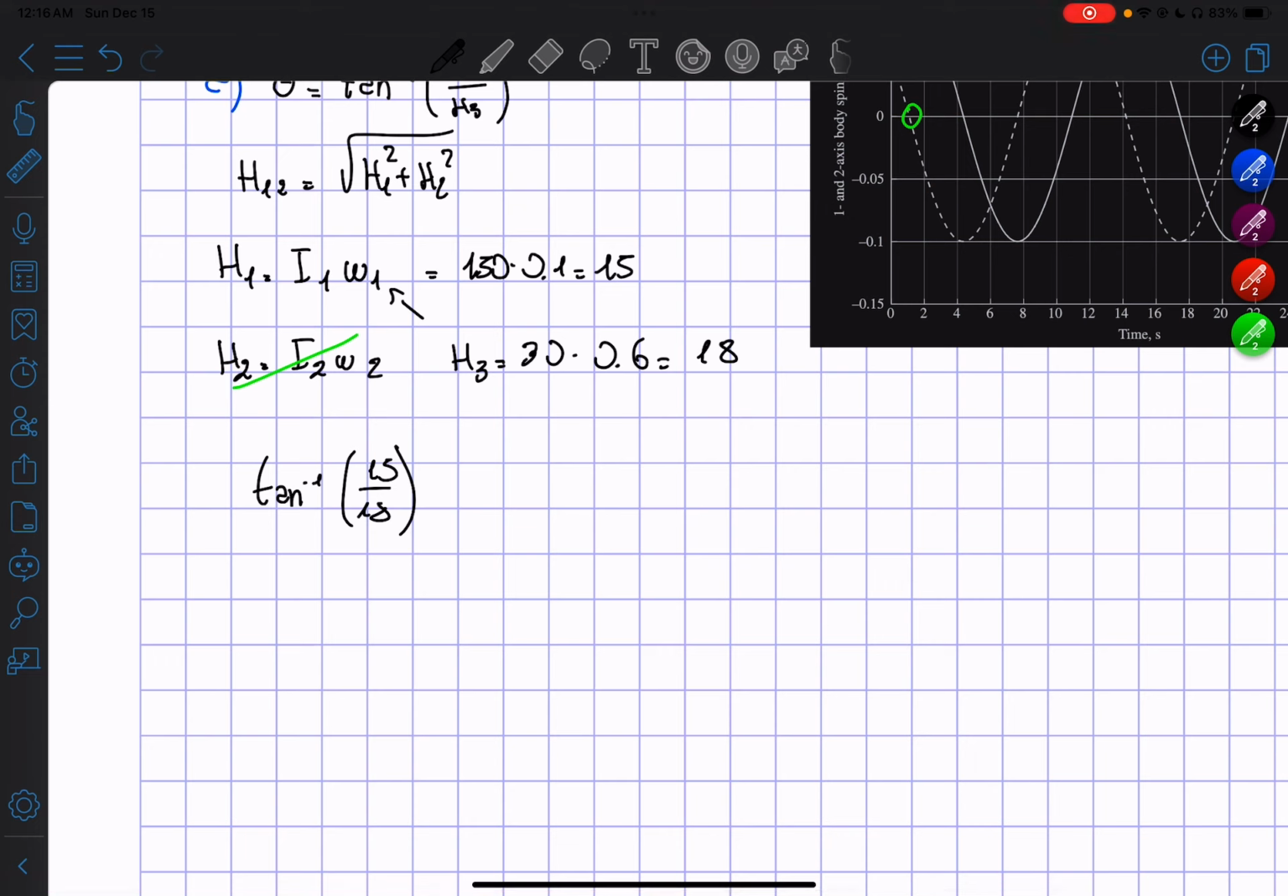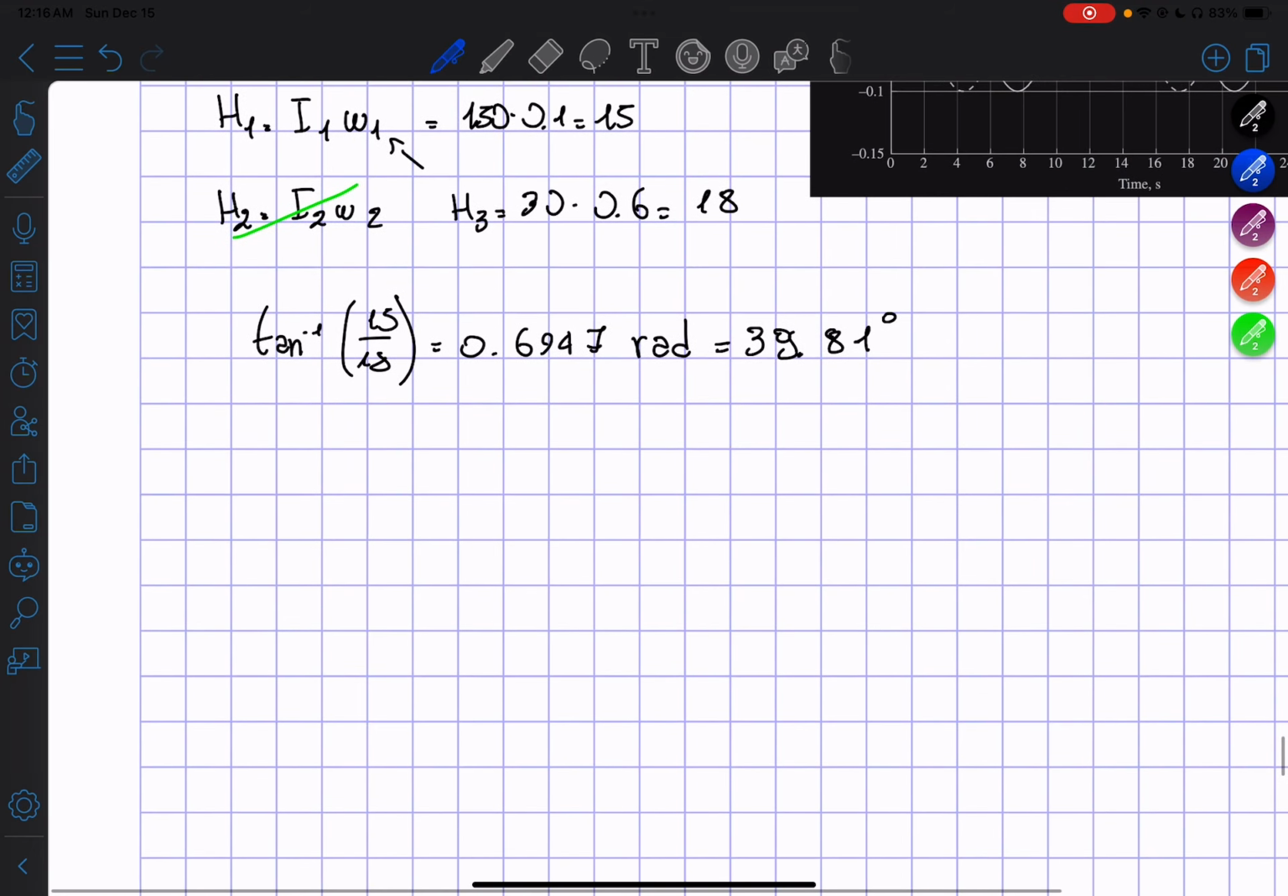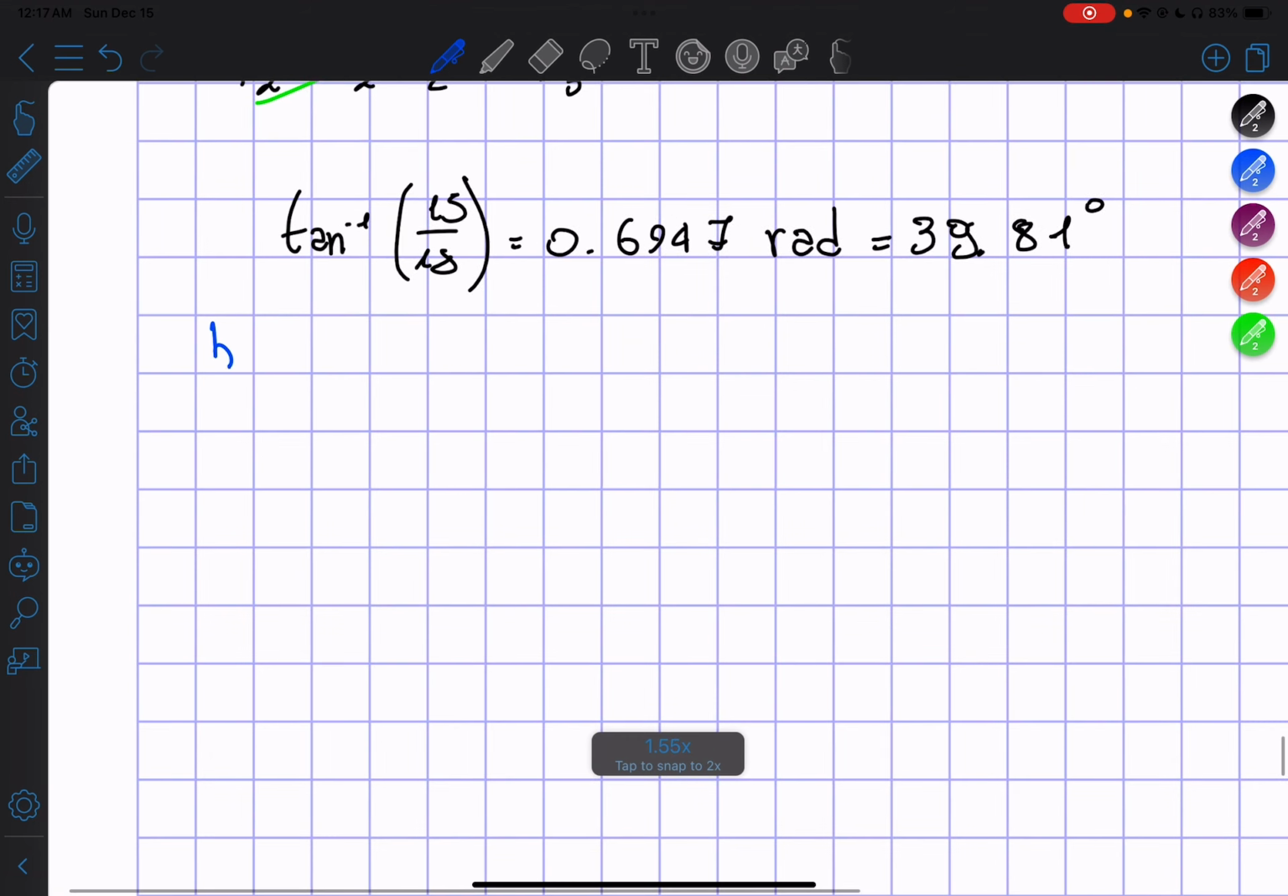15 over 18 is equal to 0.6947 radians, of course. And we can convert this to degrees, and it's going to be equal to 39.81 degrees.